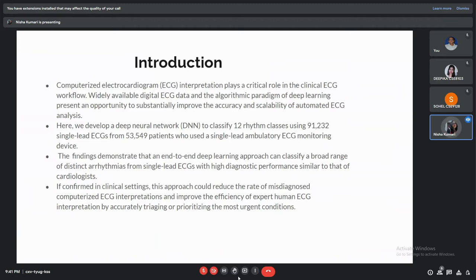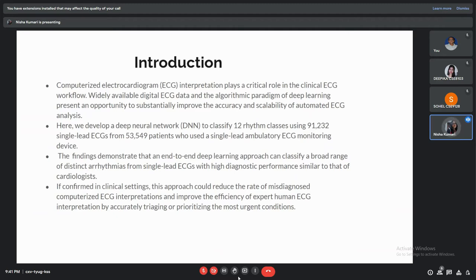So computerized electrocardiogram interpretation plays a critical role in the clinical ECG workflow. Widely available digital ECG data and the algorithmic paradigm of deep learning present an opportunity to substantially improve the accuracy and scalability of automated ECG analysis. Here, we develop a deep neural network to classify 12 rhythm classes using 91,232 single-lead ECGs from 53,549 patients who used a single-lead ambulatory ECG monitoring device.